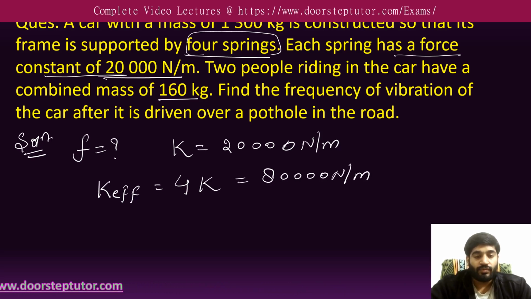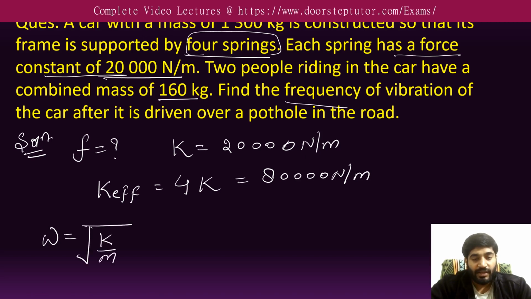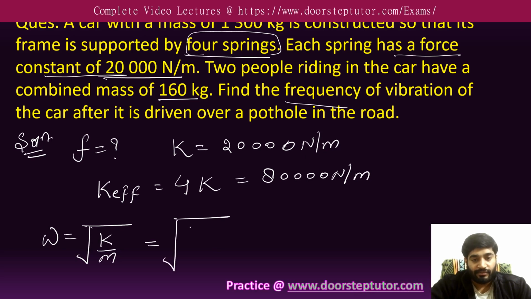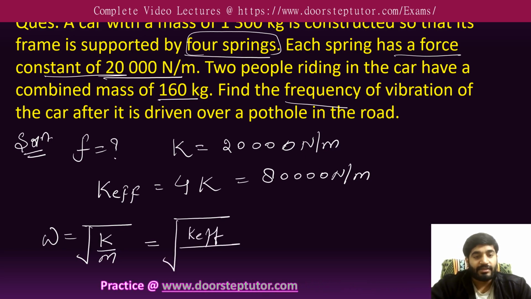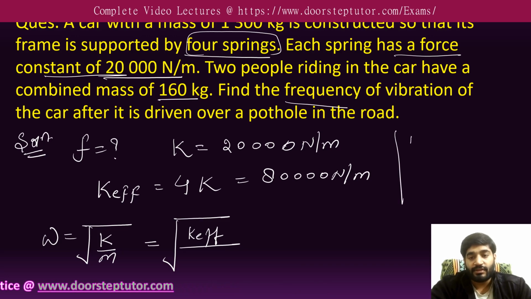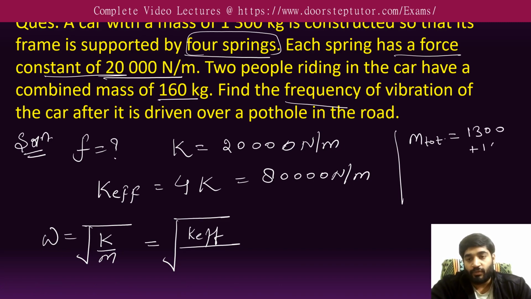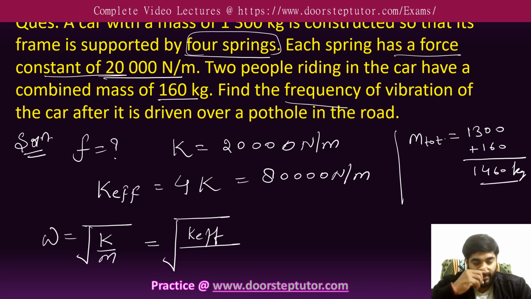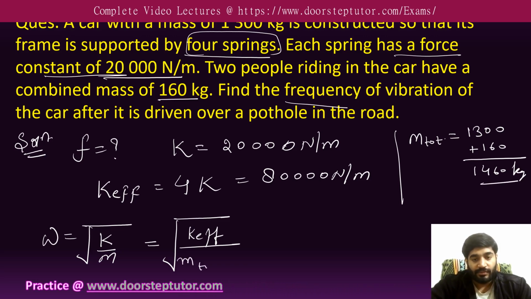Also, because we need to find frequency, and frequency is related to the angular frequency, the angular frequency has the formula root of K by M, but here K is replaced by the K effective. Also your mass is the total mass here. So what is the total mass? Mass of car, that is 1300, plus mass of the persons, so it is going to be 1460 kg, isn't it? So mass will be replaced by the total mass, obviously.